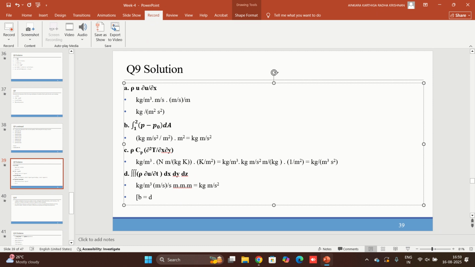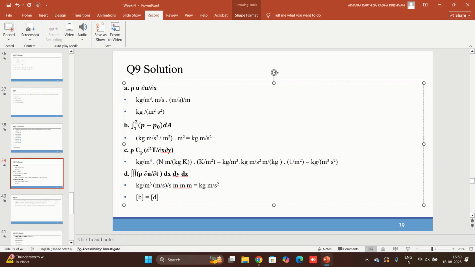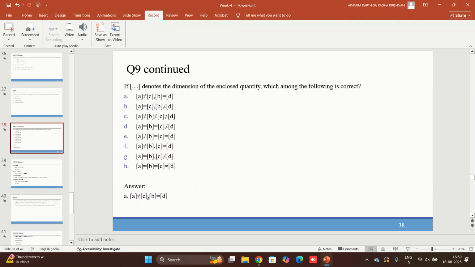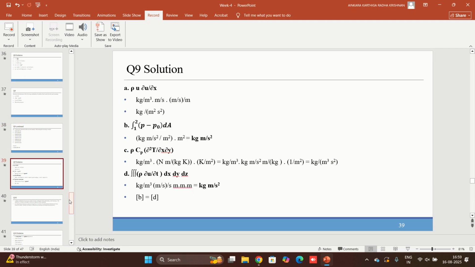So that is why we went with this. This is just to denote units. In the question it was given like that, right? That's why I am writing. So we have B and D having same units. So it is highlighted, kg meter per second square. So B and D are same, and A is not equal to C. A and C are not equal. So that is how we got the answer for question 9.